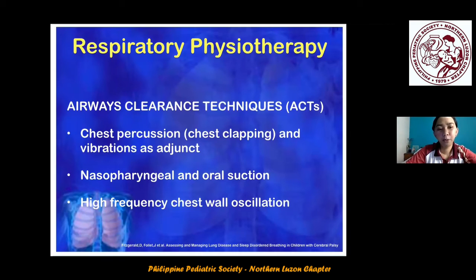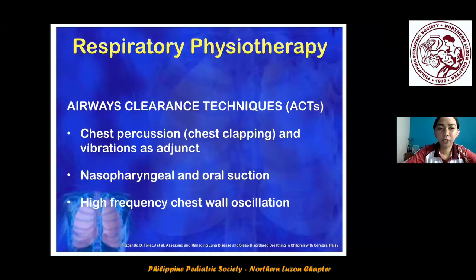Sometimes we send patients home on tracheostomy tubes, so it is important to suction the secretions as well, and tracheostomy care should be taught to the caregivers. High-frequency chest wall oscillation may also be helpful, but unfortunately, this is not widely available. I have seen one during my training, but it was sent by a relative who was working abroad.